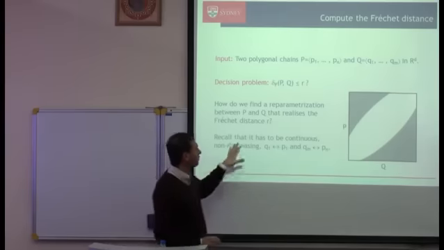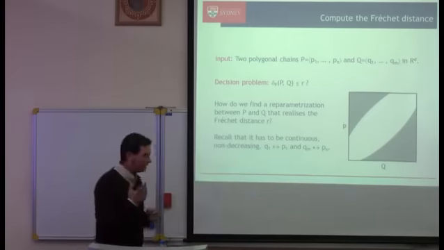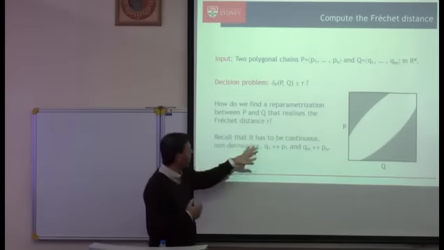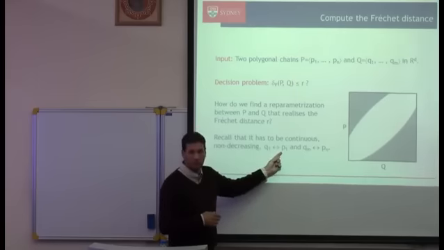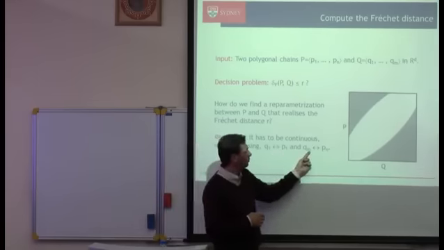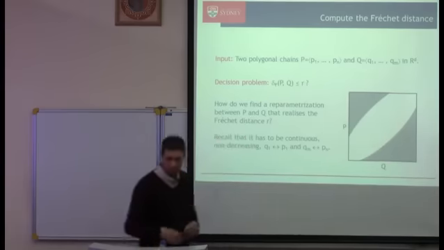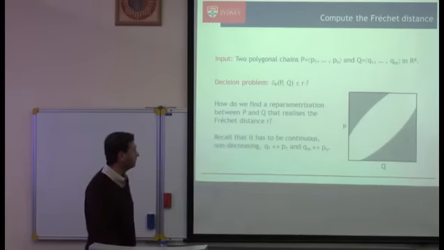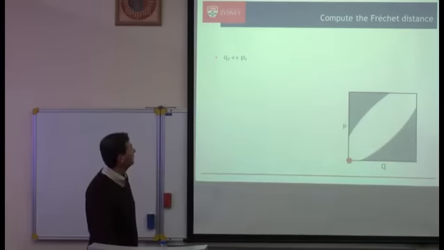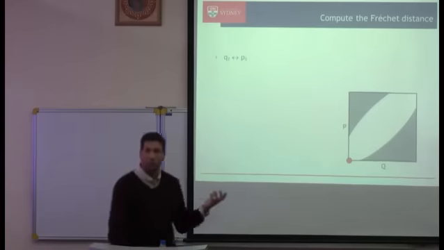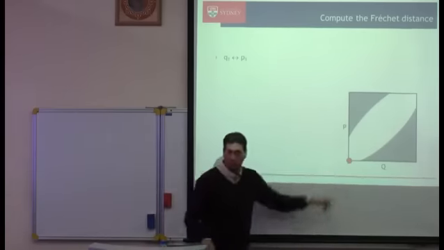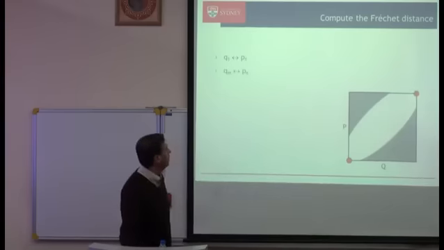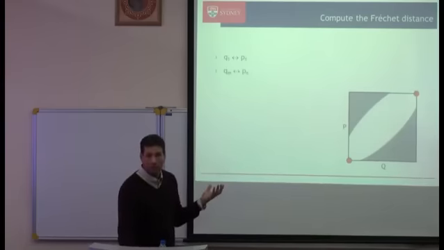So recall that this reparameterization has to create a mapping that is continuous and non-decreasing. The first point of P has to be mapped to the first point of Q. The last point of Q has to be mapped to the last point of P. Okay, so let's start with the first points. We have to match the start point of P with the start point of Q. The two endpoints have to be matched.